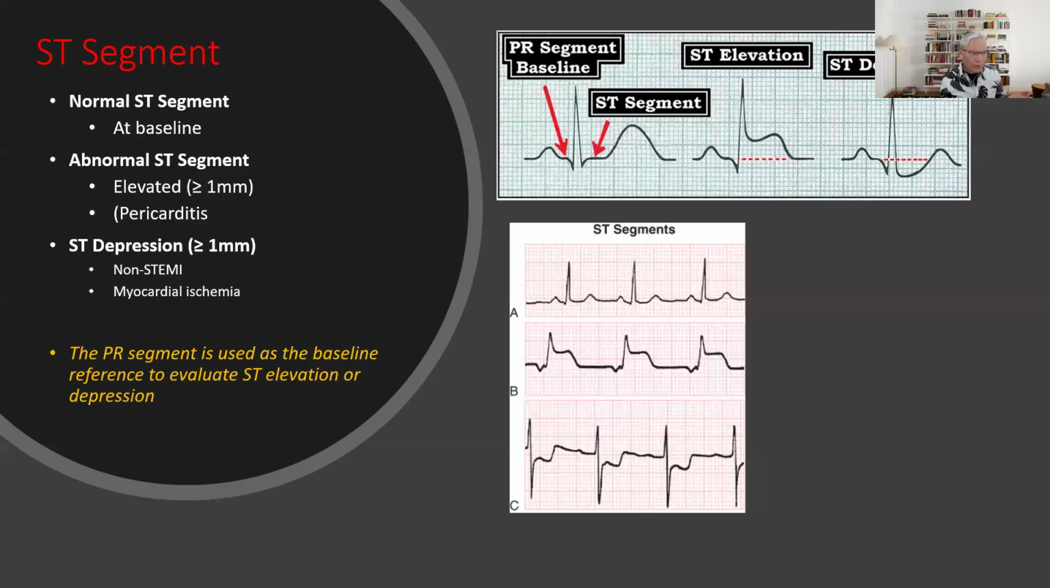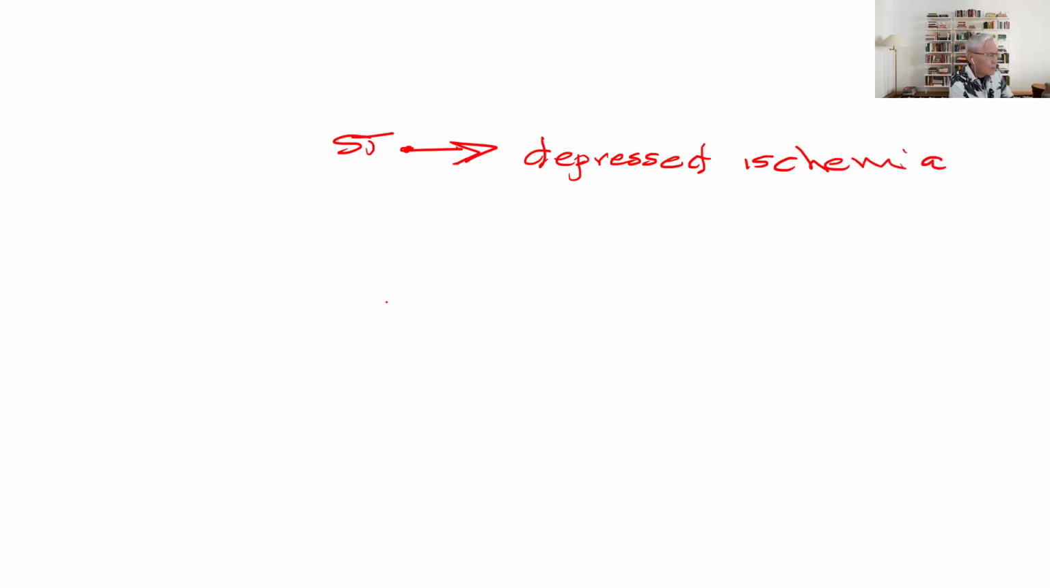Now, why is that important? The ST segment is very, very important in order for us to diagnose the presence of ischemia as well as STEMI or ST elevation MI. So the ST segment offers us much information. So if it is depressed, that means to say that there's presence of ischemia. So I will explain what depressed is, all right?